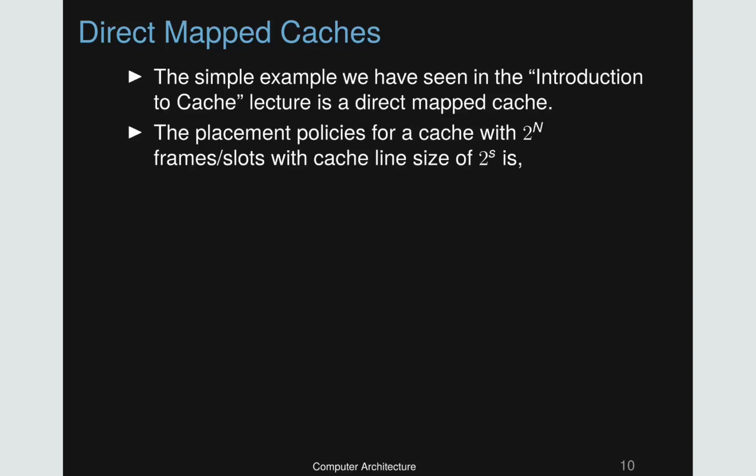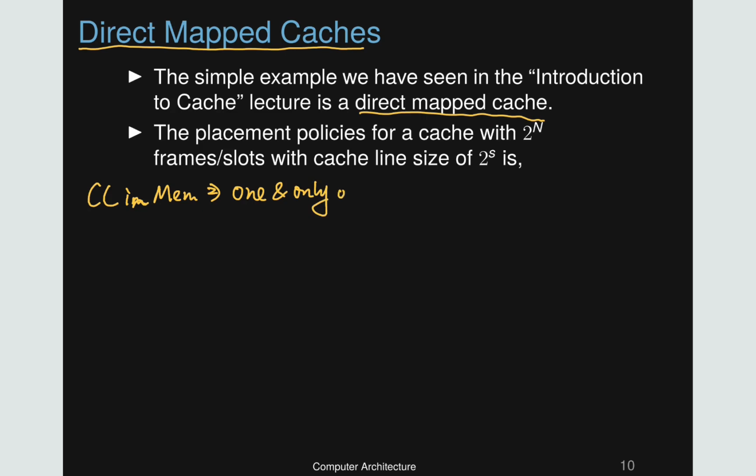Next, let's learn the first cache line placement policy, which is called direct mapped cache. Recall that the simple example that we learned in the introduction to cache lecture was a direct mapped cache. Basically, for direct mapped cache, for any cache line in the memory, there is going to be one and only one frame in the cache that is going to be used to store this cache line. Or more accurately speaking, there is only one frame in the cache that corresponds to a cache line in the memory.